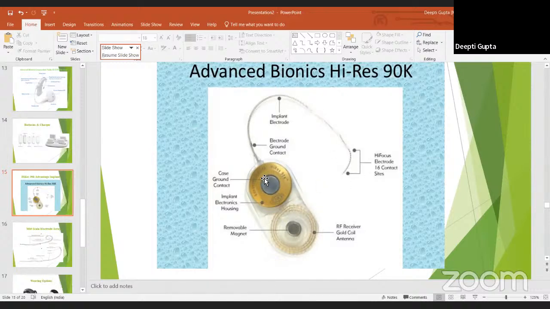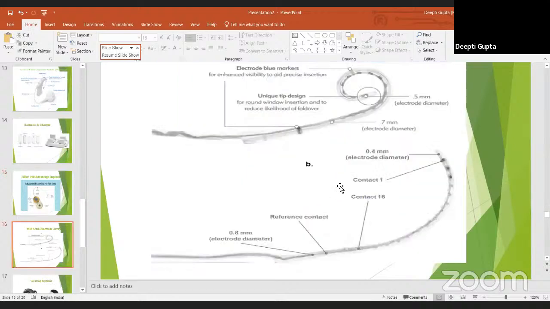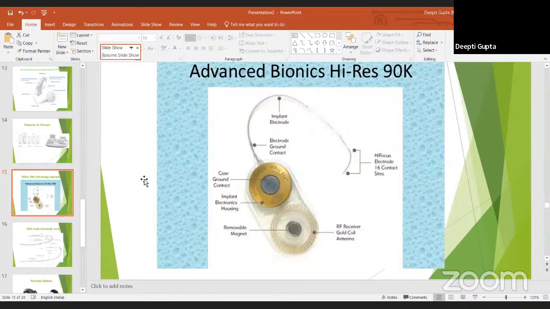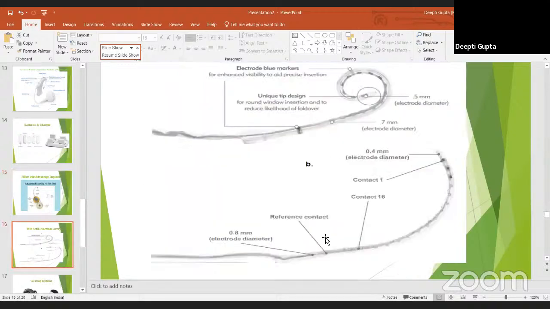So this is the internal part of the cochlear implant. These are the electrodes, or in deeper detail, this is the electrode part. You can see here, this is the reference electrode, which we are connecting with the main part of the electrode. This is contact 1, and this is contact 16. These are the electrodes, 12 or 16. This is the diameter at the inner part, and this is the diameter at the outer part.